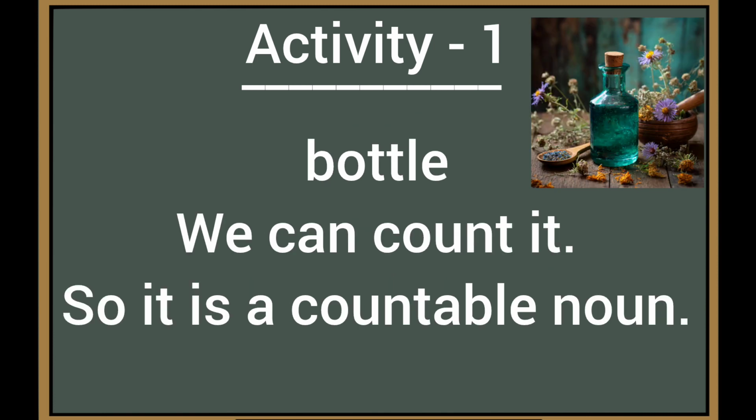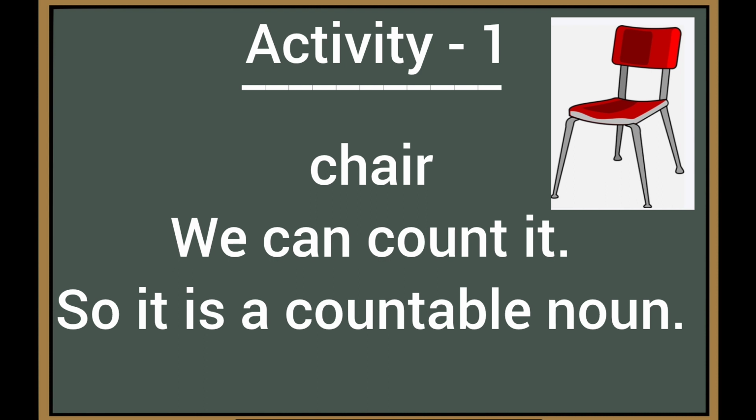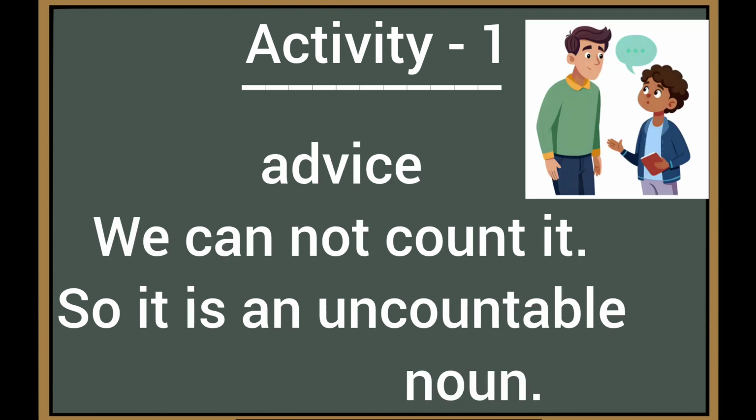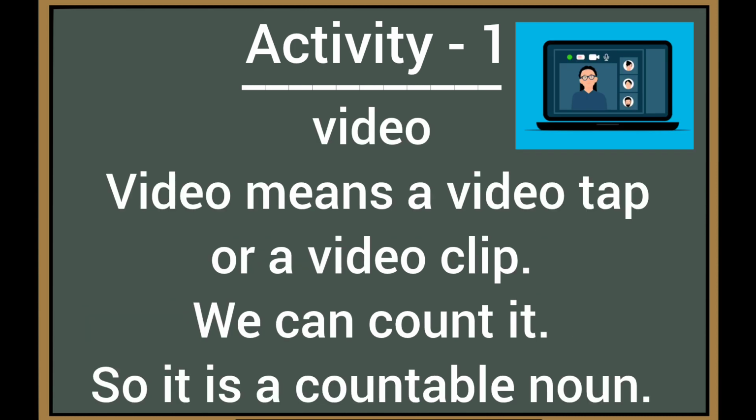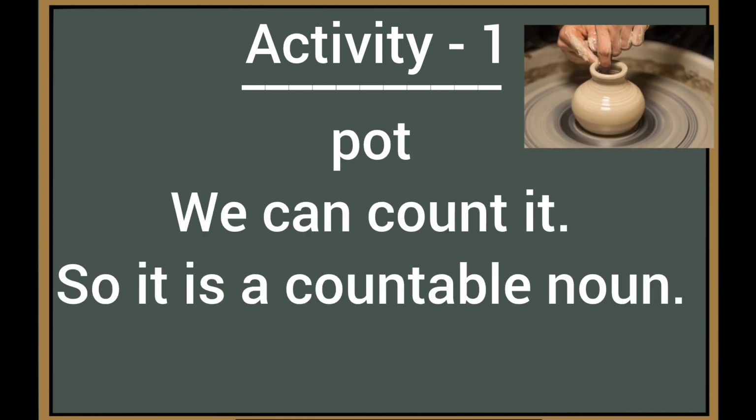Next, bottle. We can count it, so it is a countable noun. Next, chair. We can count it, so it is a countable noun. Advice. We cannot count it, so it is an uncountable noun. Next, hair. Hair we cannot count, so it is an uncountable noun. Next, video. Video means a video tape or a video clip. We can count it, so it is a countable noun. Next, pot. We can count it, so it is a countable noun.